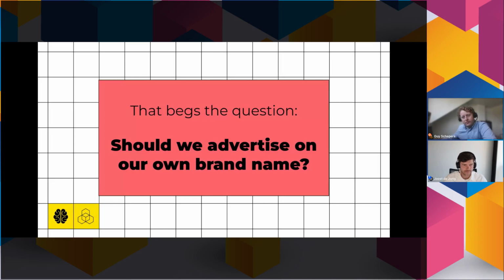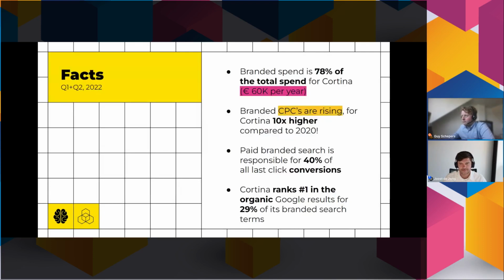Before we dive into the way we did that, first some facts, how we started. First of all, the brand spend of Cortina was 78% of the total marketing spend for Cortina per year. So it's about 60,000 euros, which is a lot, because there wasn't any more money left over for prospecting.